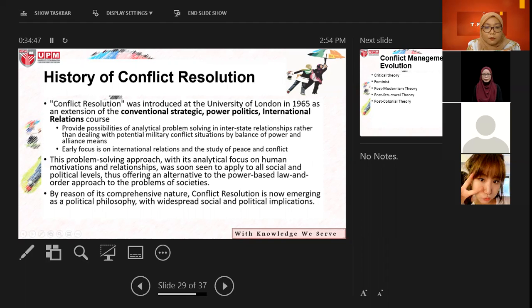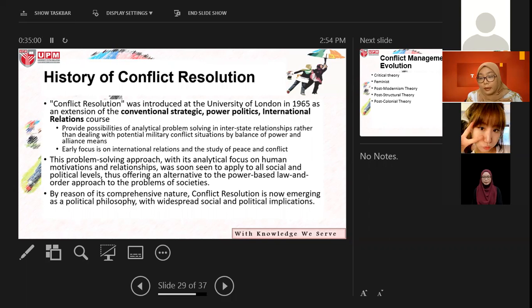Okay, and then by reason of its comprehensive nature, conflict resolution is now emerging as a political philosophy with widespread social and political implication. This one is on the larger scope lah, on the larger scope of conflict resolution, but I'm not sure that we are going to cover the whole thing in our class, because the main focus of my intention is more on organizational conflict lah, but to prepare you with your workplace later on.